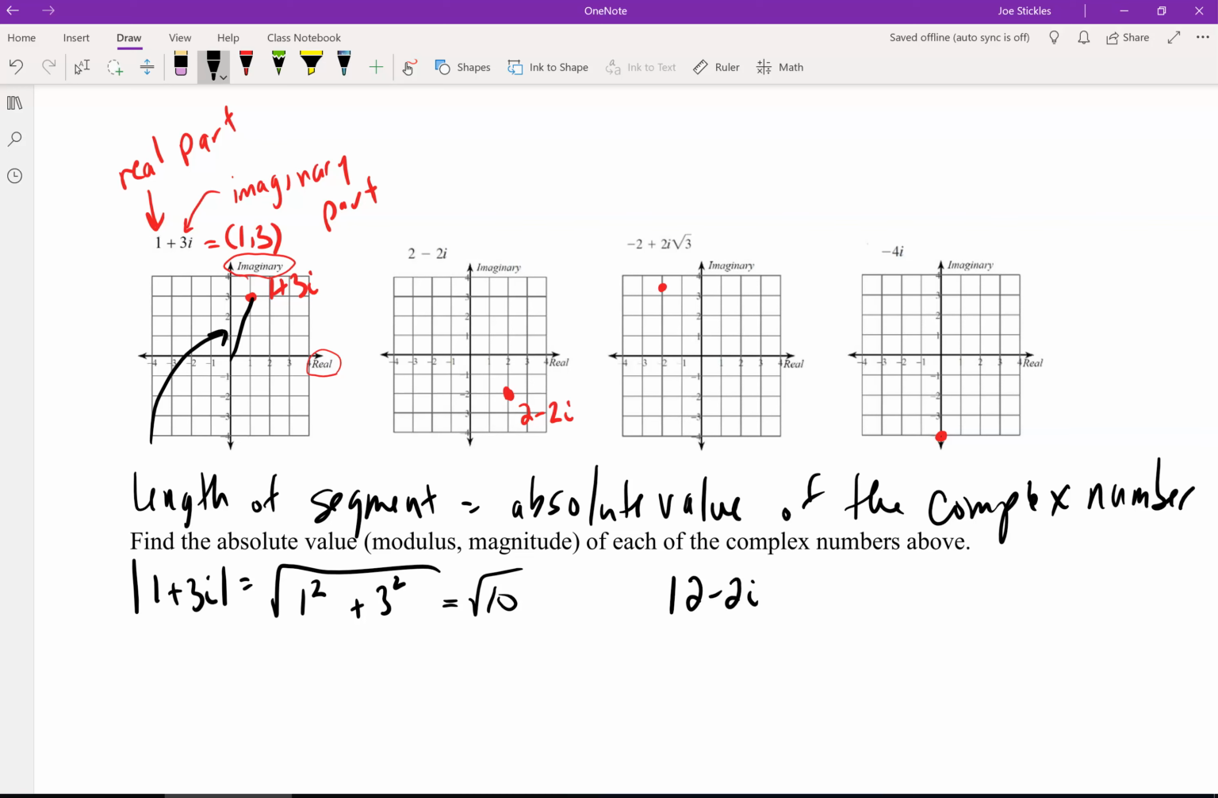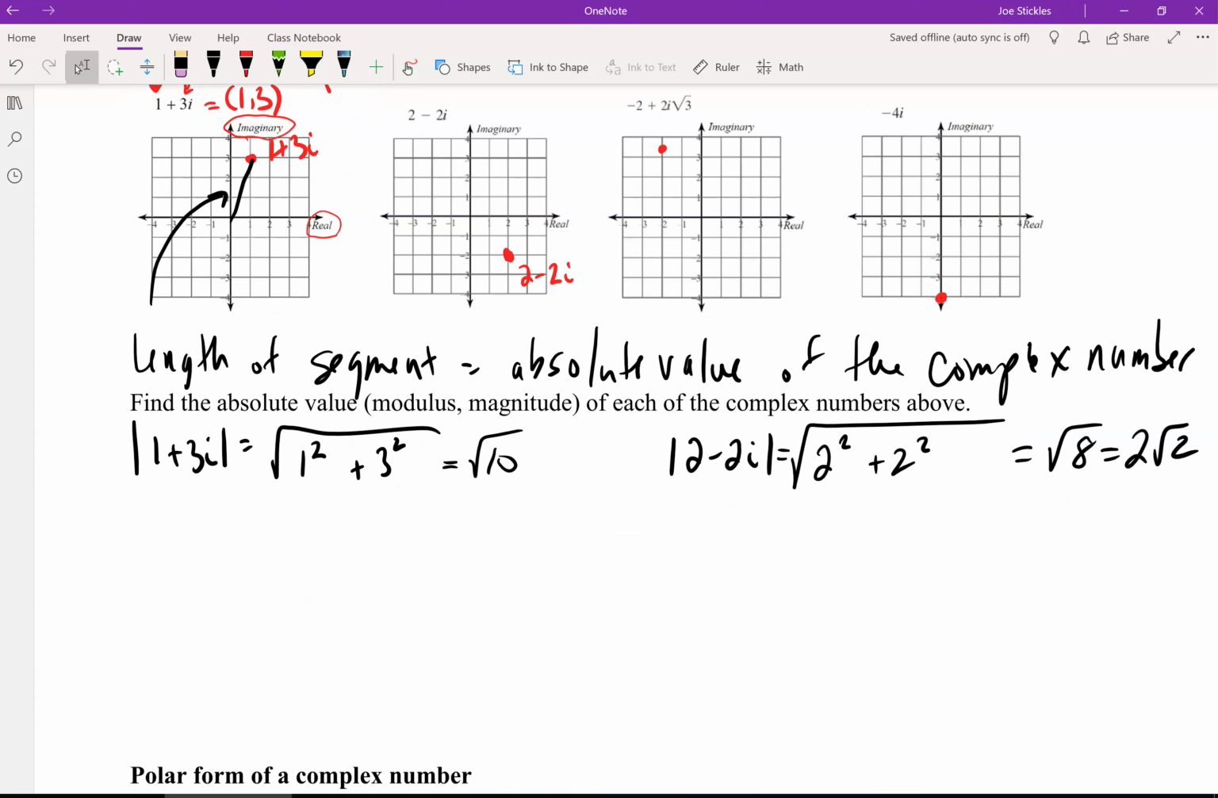For the absolute value of 2 minus 2i, we would do square root of 2 squared plus 2 squared. That's square root of 8, which I can simplify to 2 square root of 2. This will always be a real number, by the way. You will not get i's in your absolute values, okay? Because notice all we're doing is taking the different components and squaring them. We're not even dealing with the i, right? So you're never going to get an i out of this. This is always going to be a real number.